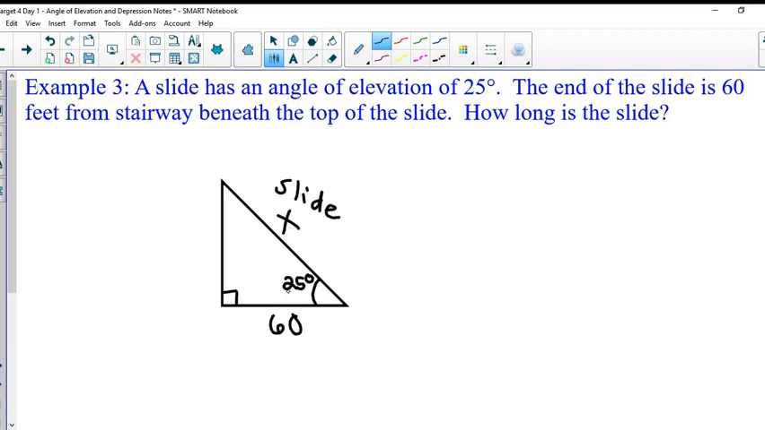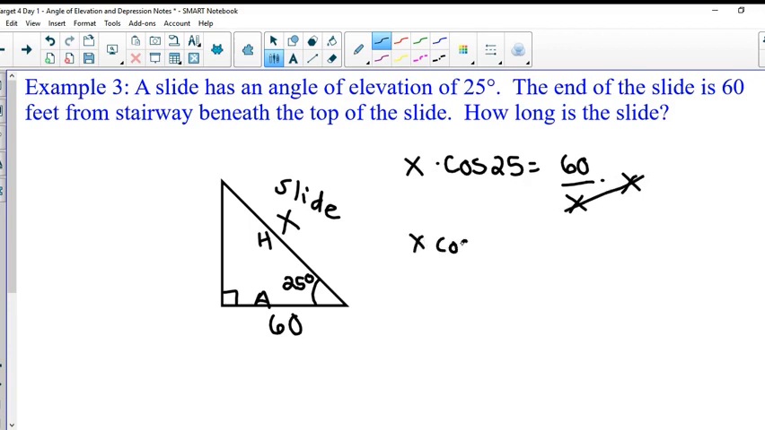All right, let's solve it. So 25 to our x, this is actually the hypotenuse. Remember, the hypotenuse is directly across from the 90 degrees. Then we have 25 to our 60. This is adjacent. So no tangent this time. We are actually doing cosine. So cosine 25 equals adjacent over hypotenuse. So multiply both sides by x. If you remember in our solving, this side's going to cancel. We have x cosine 25 equals 60.